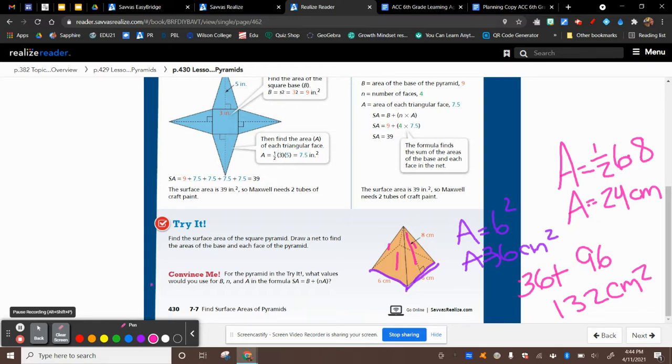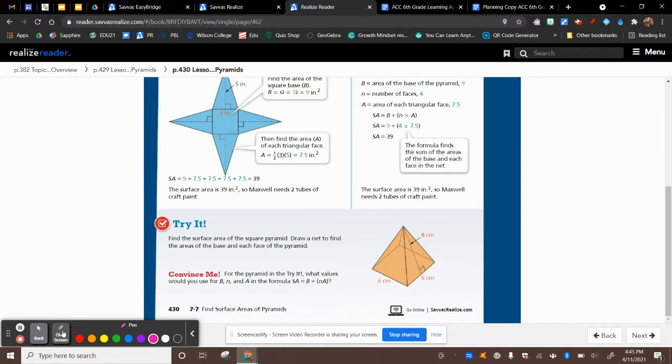Down for the convince me, it asks for the values for B, N, and A. So the area of the base is 36. The number of sides is 4. And the area of one of the triangles is 24. And those are the same numbers that I used. So really, if you chose either way to solve it, it's fine as long as you ended up with the same final answer, 132 centimeters squared. Okay, we're going to go to the next page.